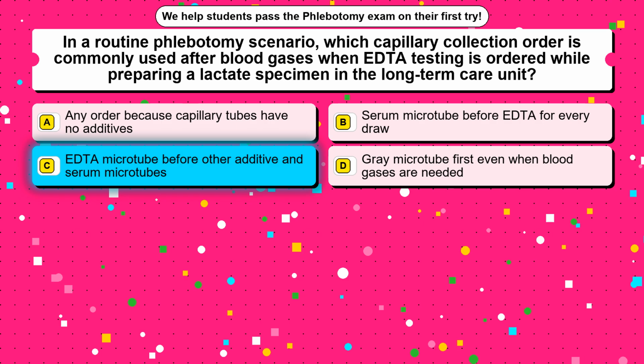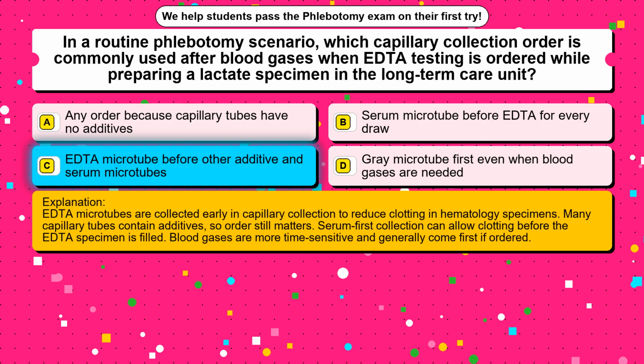EDTA microtube before other additive and serum microtubes. EDTA microtubes are collected early in capillary collection to reduce clotting in hematology specimens. Many capillary tubes contain additives, so order still matters. Serum first collection can allow clotting before the EDTA specimen is filled. Blood gases are more time-sensitive and generally come first if ordered.